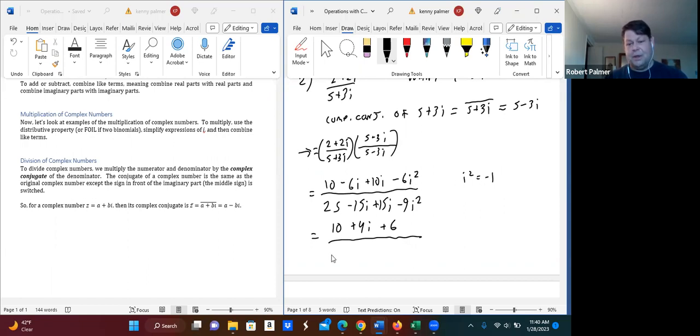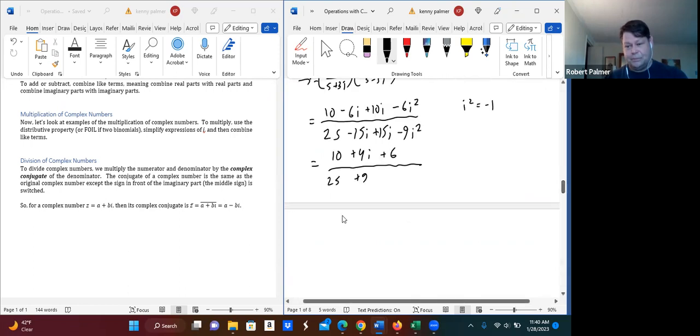Then down here, same thing. We have 25. Once again, these will cancel out. It's exactly the same except for the signs. And so I have minus 9 times a negative 1. It's going to be plus 9. Okay, so we're almost there.